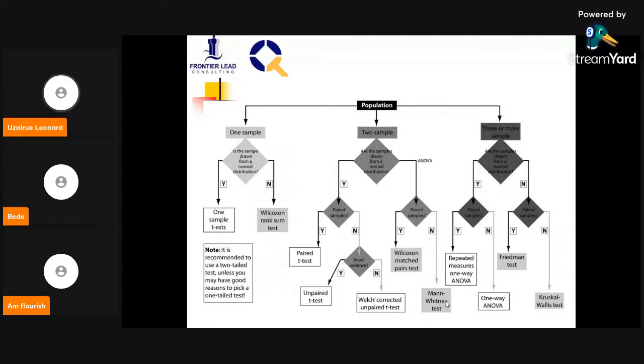Then if they are not normally distributed, you also ask yourself, are they paired? If they are paired, you use what we call the Friedman test. All of them, we are going to see when we start looking at them practically. Then if they are not paired, we use what we call the Kruskal-Wallis test. Those are the kinds of tests that you can actually do at any given point in time.